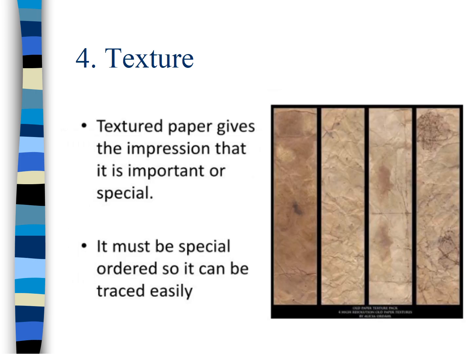So the next one is the texture. So the texture of paper gives the impression that it is important or special. So dia punya texture ni pun boleh jadi evidence and can be analysed for the evidence. So it must be a special order so it can be traced easily.